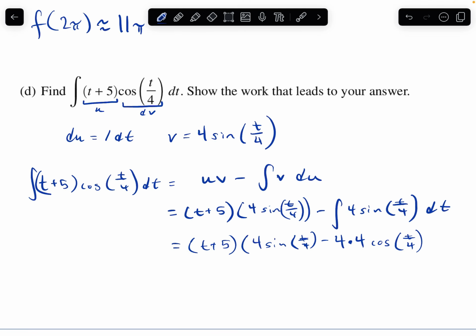And since this is an indefinite integral, we've got to make sure to include our constant of integration. And I'm just going to clean that up. You don't have to simplify for the AP exam, but I always like to just write that. I don't want that to be interpreted as 4 times 4. So there you go. There's the integral of (t + 5) cosine of t over 4, which we got by using integration by parts.